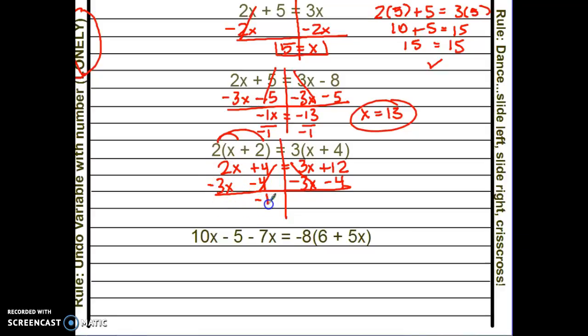2x minus 3x is negative 1x. I always tell you how to put a negative 1 if it's there. And then divide by negative 1. I didn't do that on purpose, but x is equal to negative 8.